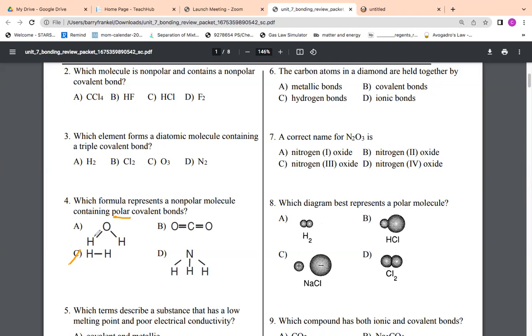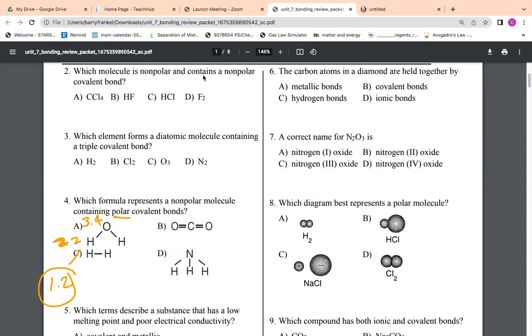All right, water. So we've got O and we've got H. The electronegativity for O is 3.4, and for H it is 3.2. So this is a polar bond. No, 2.2. Sorry. So the difference is 1.2. So this is definitely a polar bond. Okay, so this is a contender.